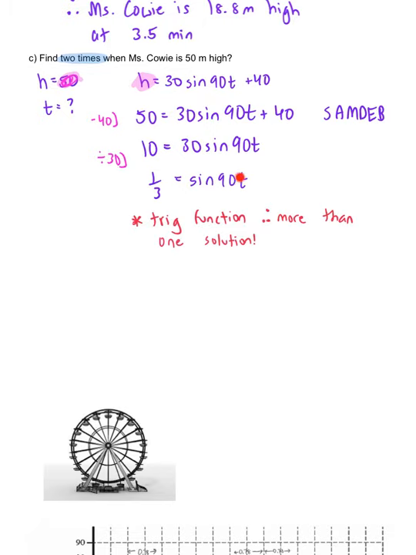So if you notice, this is now a trig function. We have to get rid of that sine. To do that, we have a positive ratio of 1/3. So we're going to use CAST and we can now find more than one solution.